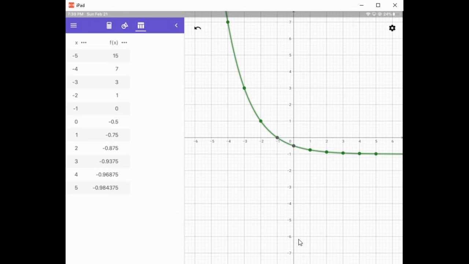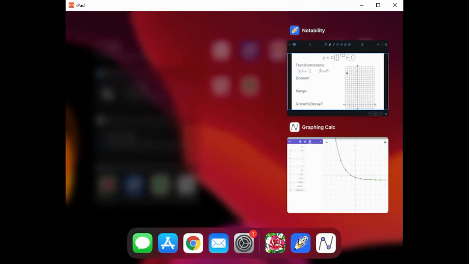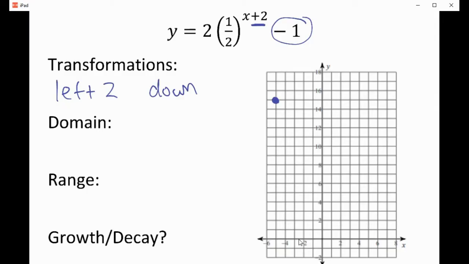So in this case, at -5, I have 15. -4 is 7, so plot that point. -3 is 3. -2 is 1, and -1 is 0. So those are my points.